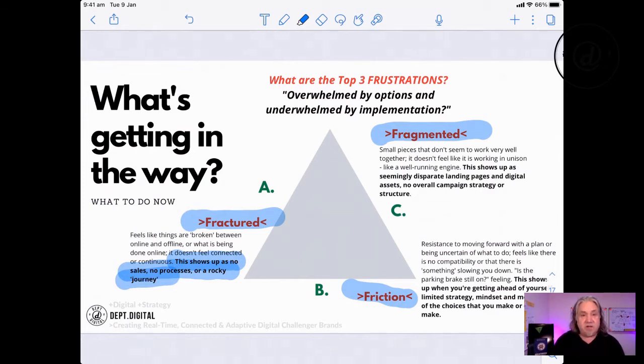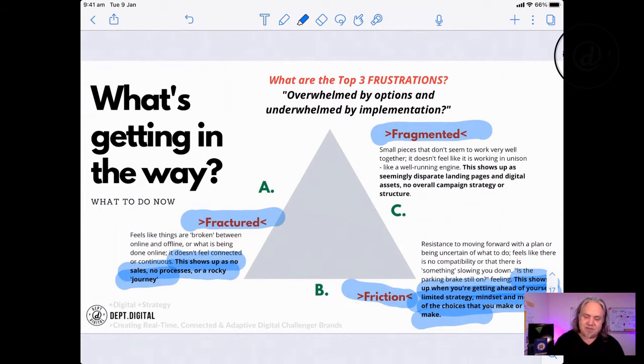What about friction? Well, what is friction? Right? We all kind of know intuitively what that is. It's resistance to moving forward with a plan or being uncertain of what to do. Feels like there is no compatibility or that there's something slowing you down. Is the parking brake still on, right? If you've ever gotten into a vehicle where you had set the parking brake the last time you were in it, you get in and it's like, yeah, this thing is dragging. What's going on? Well, you left the parking brake on. I've done that too. So don't worry about that. The fact is that shows up as friction. It shows up when you're getting ahead of yourself, when you have a limited strategy, mindset, and mechanics of the choices that you make or don't make as well. So it's very, very important.